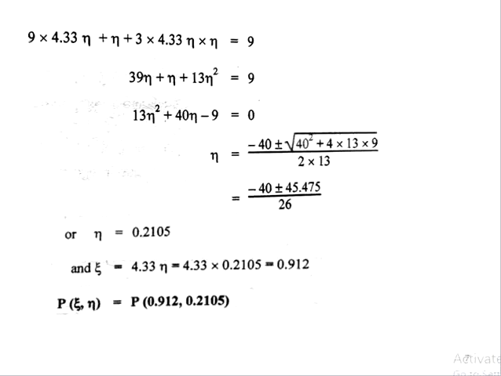After simplifying, we will get the values of psi and eta as 0.912 and 0.2105. So lastly we get P, that is Q, in terms of psi and eta: 0.912 and 0.2105. So in this way we can calculate the respective coordinates of a given coordinate in terms of natural or local coordinates.